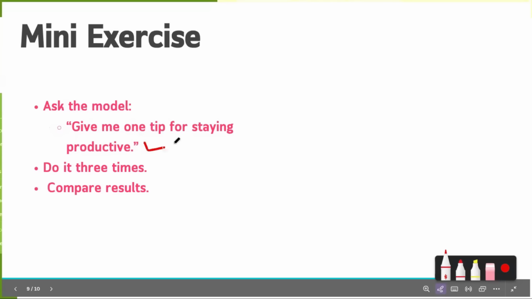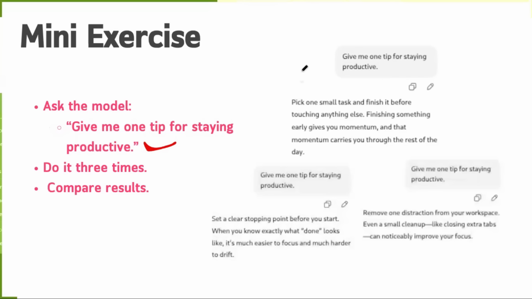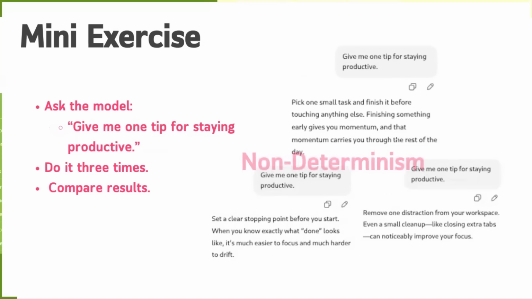Ask your model this question 3 times: "Give me one tip for staying productive," and then compare the responses and notice the variations. This variation shows how the same question asked 3 times to the same model can produce 3 different responses. That is the non-deterministic behavior of LLMs at work.